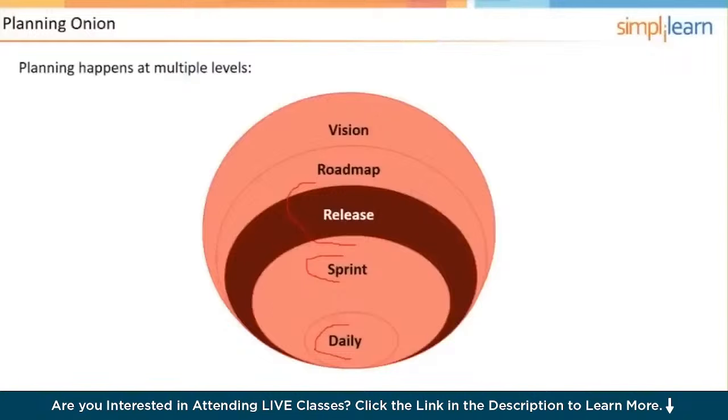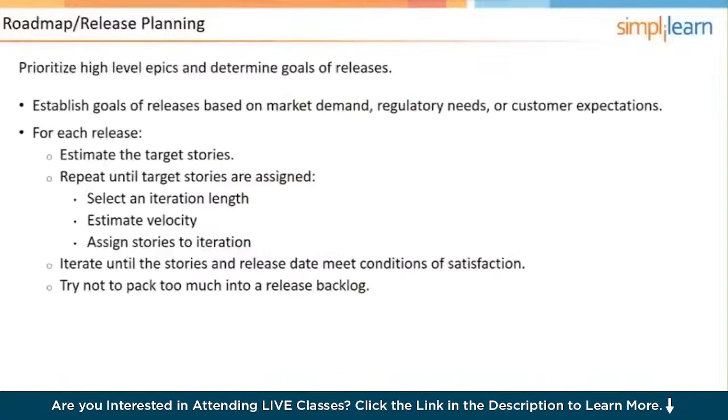And we do the daily scrum, which is the daily level of planning and coordination. So we call that the planning onion. We already kind of talked about the release and roadmap concept here. So let's just review this quickly.